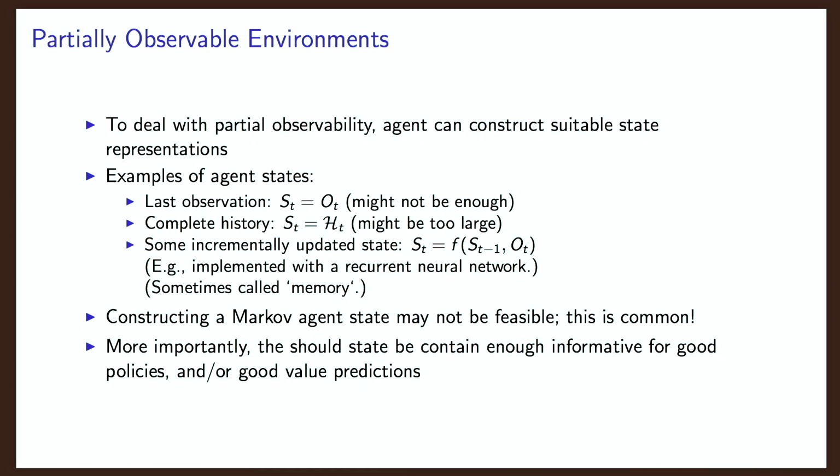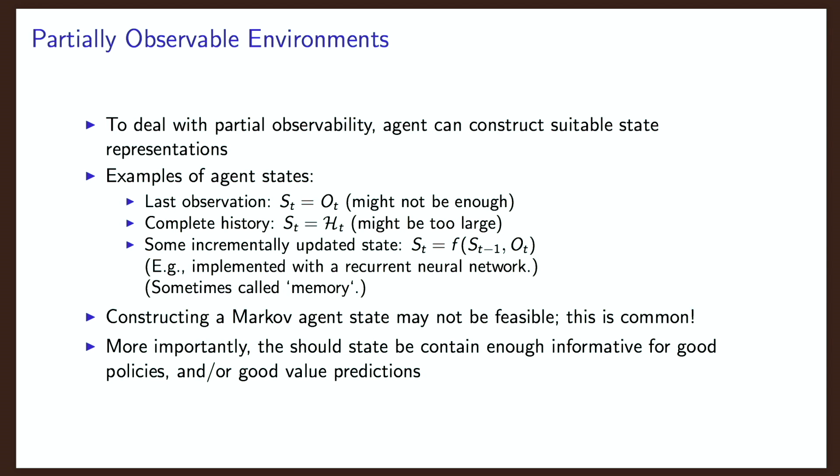So I said many of these things already, but to summarize, to deal with partial observability, the agent can construct a suitable state representation. Examples of these include, as I said before, you could just have your observation be the agent state. But this might not be enough in certain cases. You could have the complete history as your agent state, but this might be too large, might be hard to compute with this full history. Or, as a partial version of the one I showed before, you could have some incrementally updated states, which maybe only look at the observations, maybe ignore the rewards and the actions in this example.